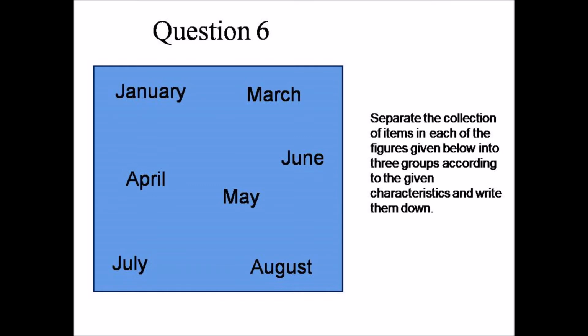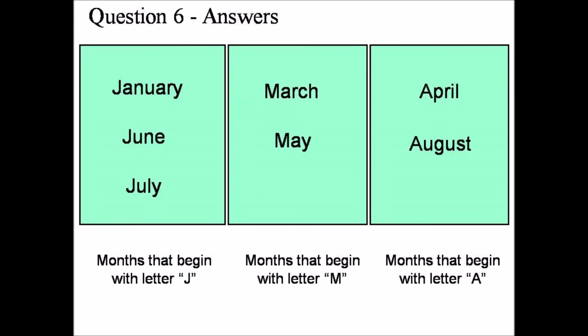How is that? Earlier, we separated all the items into two main groups. But here you need to separate these into three main groups. See clearly, all these are months of the year. But very especially look at the first letter. We can see January, June, July. In these months, the first letter is J.